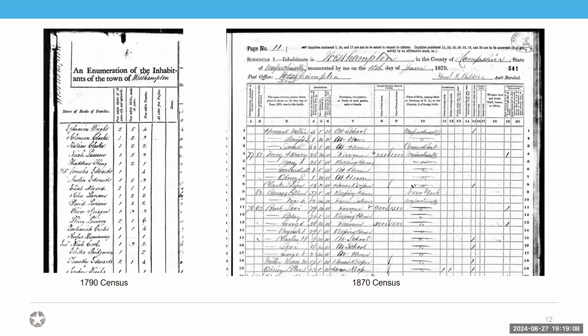And then you can try and piece together if that is the same person that you're looking for. So on the right, the 1870 census, you can see that a lot more information has been recorded. So we have the head of the household, and then below them are all the people that lived in the household as well.